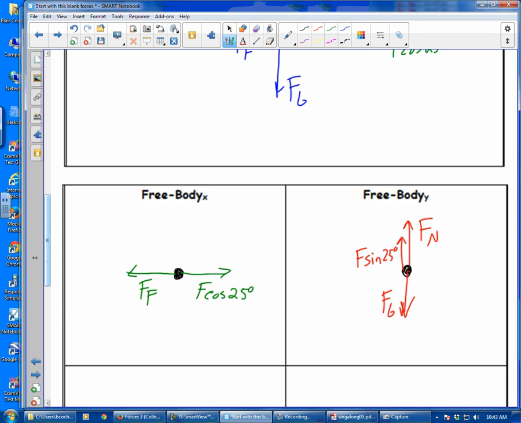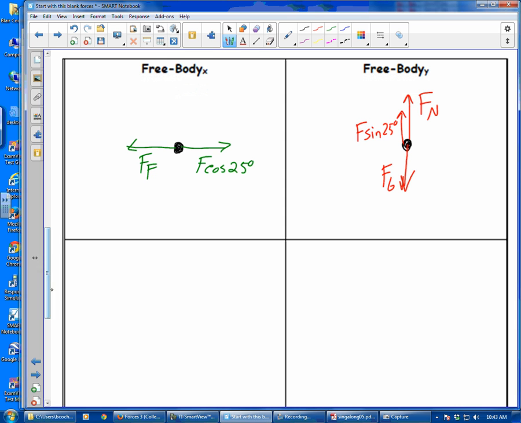So, I'm assuming you guys want to call up and to the right positive, right? Do I start on the x side or the y side? X, okay. So in the x, sum of the forces equals ma. So I add up all the forces, that's going to equal the mass times acceleration. I have negative frictional force plus F cosine 25 degrees equals m times 0.